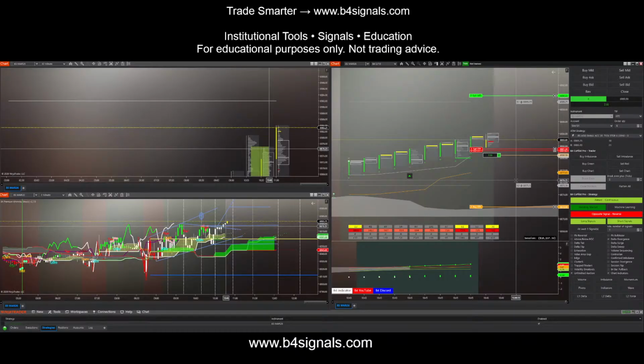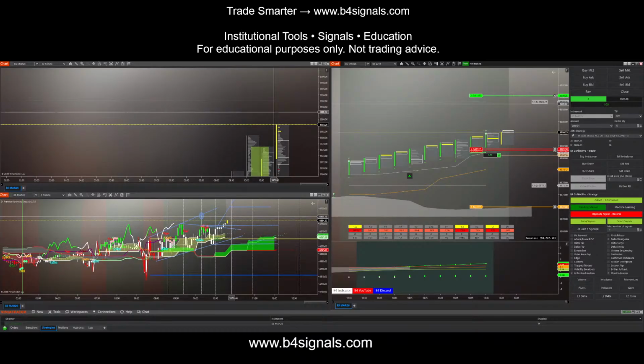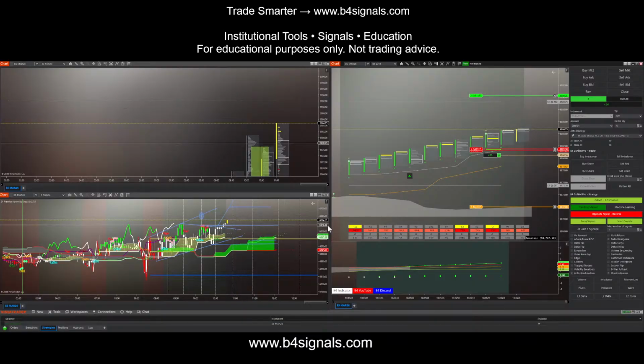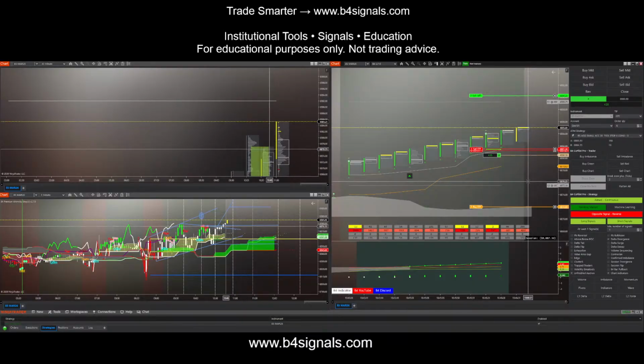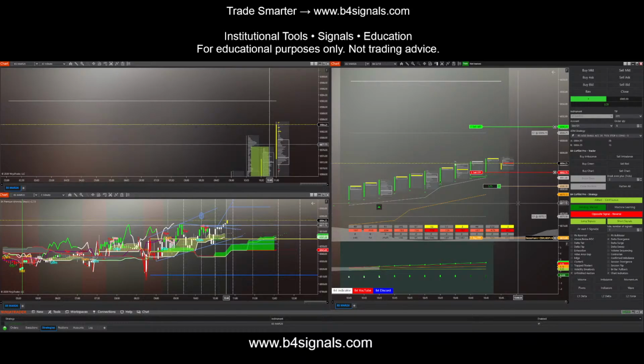Stop build. Like I said, we were expecting a swing low here. We're expecting a swing high on this cycle. Stop build.